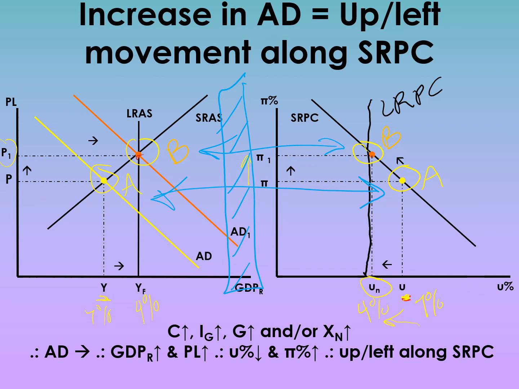So if you ever get a scenario and you're not sure what's happening, you could sketch out your ASAD model and then just make a Phillips curve that is a perfect mirror image. So if we had a change to consumer spending or business investment or government spending or net exports, aggregate demand shifts to the right, GDP increases, price level increases, unemployment decreases, and that means that the rate of inflation increases. So we go up and left along our SRPC, okay?